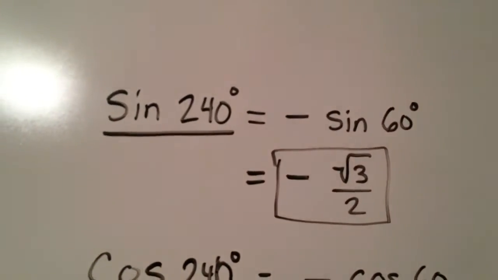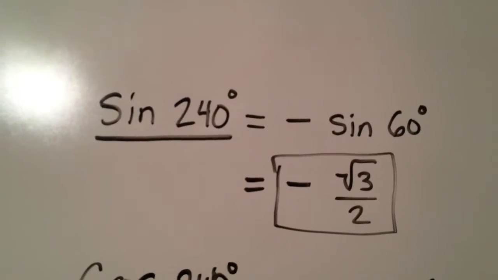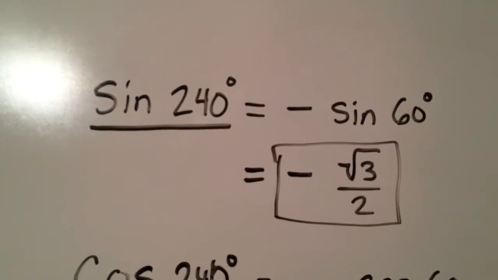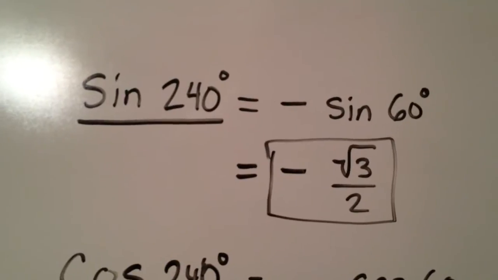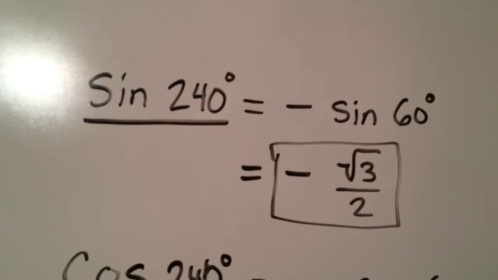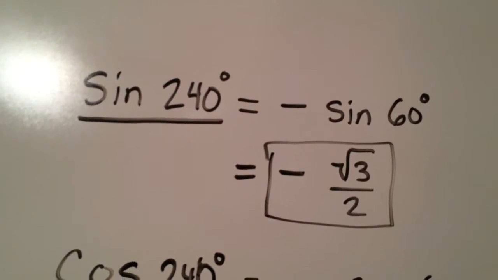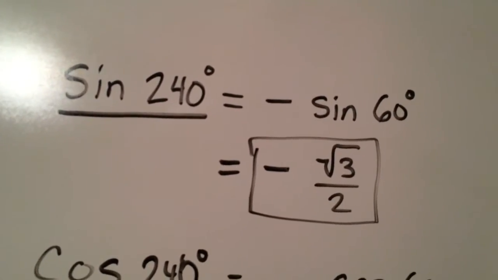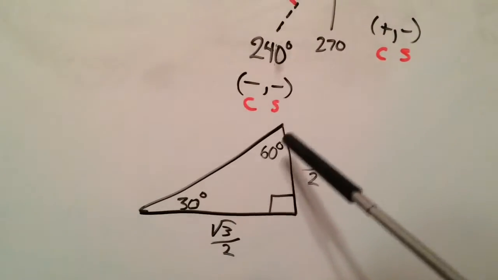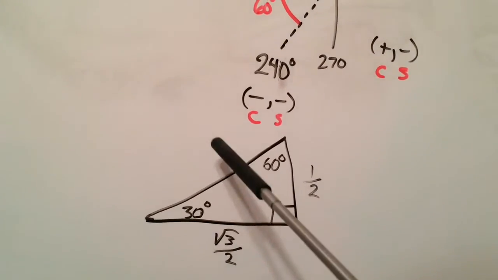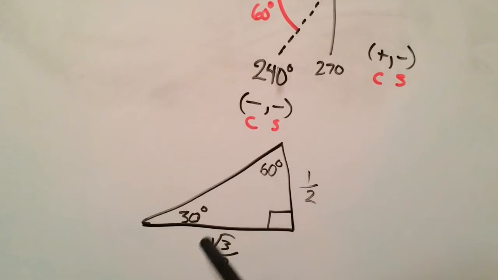For example, the sine of 240 degrees is equivalent to negative sine 60 degrees. Because 240 degrees has a reference angle of 60 degrees, and because we're in the third quadrant, sine of 240 degrees is negative. By using our 30, 60, 90 triangle, the sine of 60 degrees is square root of 3 over 2. Because sine is opposite side over hypotenuse, which is 1. That's why it's square root of 3 over 2.